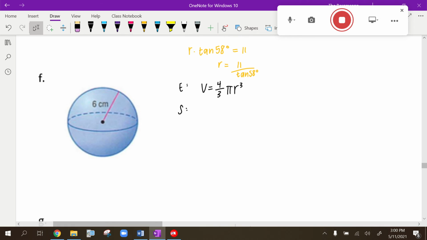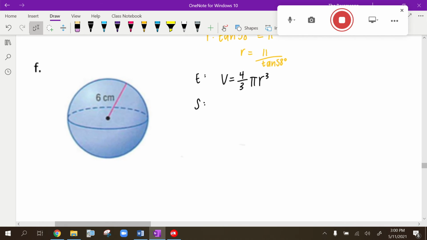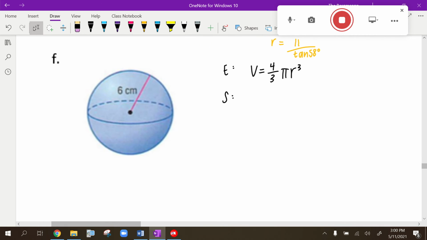Alright, let's go to F. This is a sphere. The formula for volume of a sphere is 4/3 pi r cubed. This one's pretty straightforward. We can go ahead and substitute in the radius. It's given to us, 6 centimeters. Solve it for volume. We have 4/3 pi times 6 cubed, which gives us 288 pi.